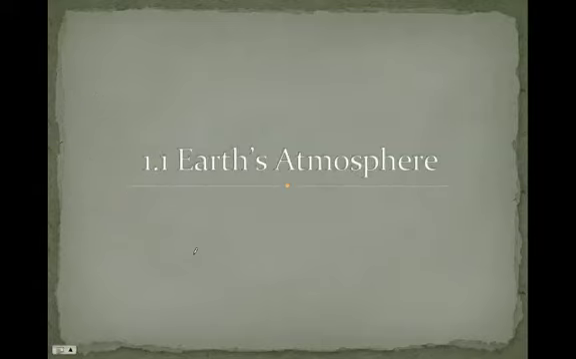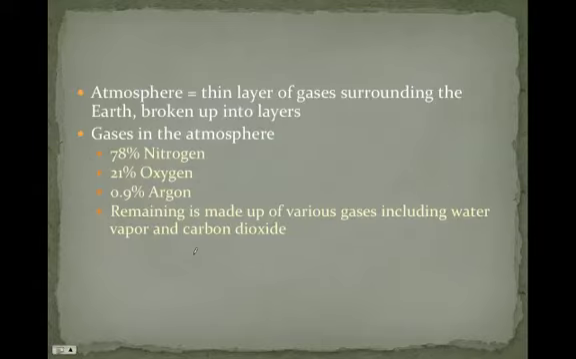Unit 1, Section 1, Earth's Atmosphere. The atmosphere of the Earth is a thin layer of gases surrounding the Earth and is broken up into layers. Now, if you were to look at the Earth from outside, from space, you would see the atmosphere, but it really looks really thin. It's almost like the skin of an apple. That's about how thin it is compared to the size of the Earth.